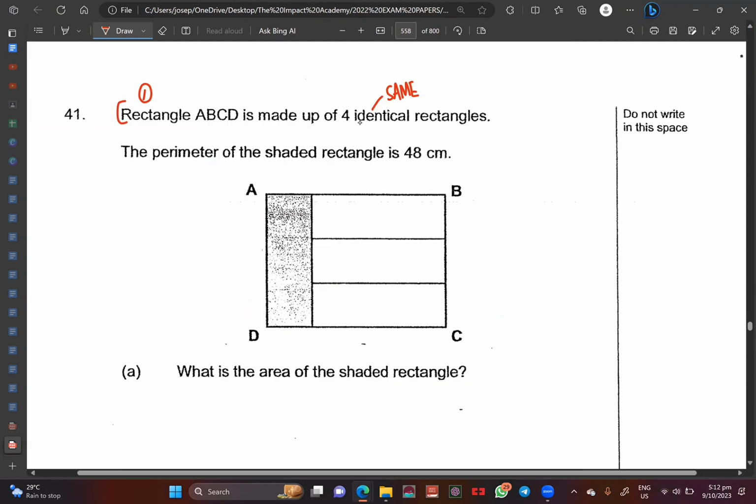The perimeter of the shaded rectangle is 48 cm. What is the meaning of perimeter? That means the outside. So we have to at least highlight first, right? Now, the perimeter of the shaded rectangle, this is the shaded rectangle, true? Let's ask ourselves, one thing that we don't know is the measurements here. You agree so far?